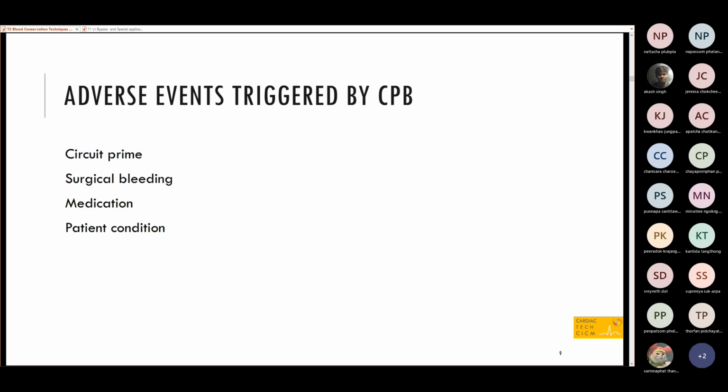Also, the patient condition. I mean, some patients have a disease like anemia, or some reasons that they may avoid transfusions. It may affect our CPB plan, like Jehovah's Witnesses, who don't accept receiving a transfusion from another person. So this is to make our plan to preserve the hematologic functions as well as we can.